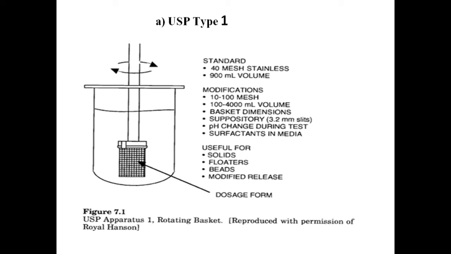Compendia other than the USP, for example, the Pharmacopoeia of Japan, the British Pharmacopoeia BP, and the European Pharmacopoeia EP, all contain the same basic type 1 and type 2 dissolution equipment as described in the USP. The British Pharmacopoeia and European Pharmacopoeia also include a flow-through apparatus identical to the USP type 4 apparatus.